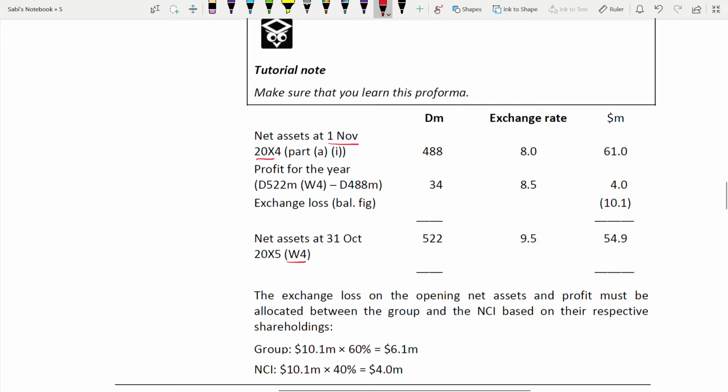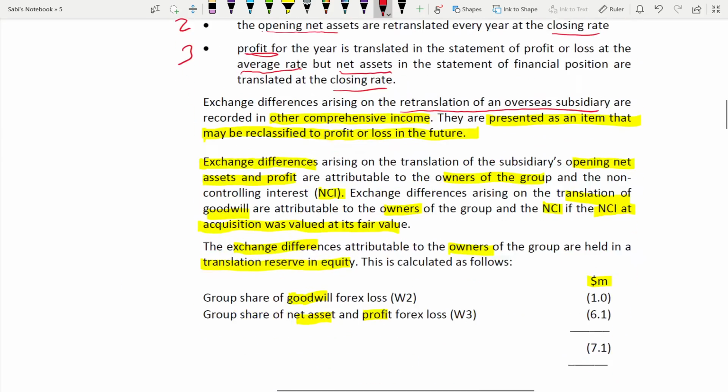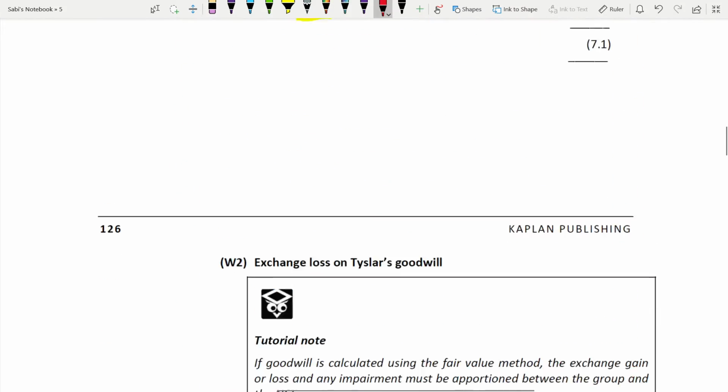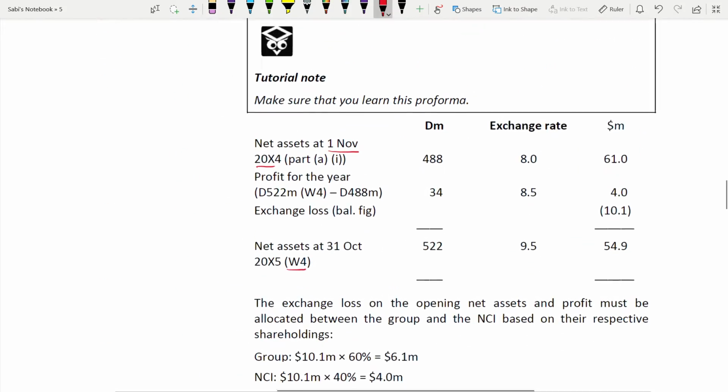So let us start with opening net assets, 488. In the beginning itself, when we calculated goodwill, we saw net assets at acquisition 488. We already got 488 in dinar, so that 488 we can put here. And then 8, because on that date, the exchange rate was 8, 1st of November 2004. You divide it and you get 61. I'm sure by now you know where the multiplication or division is. If you multiply 488 by 8, this amount would be much bigger, no? So 488 divided by 8, because this is in dinar, this is in dinar, the same currency, divide.